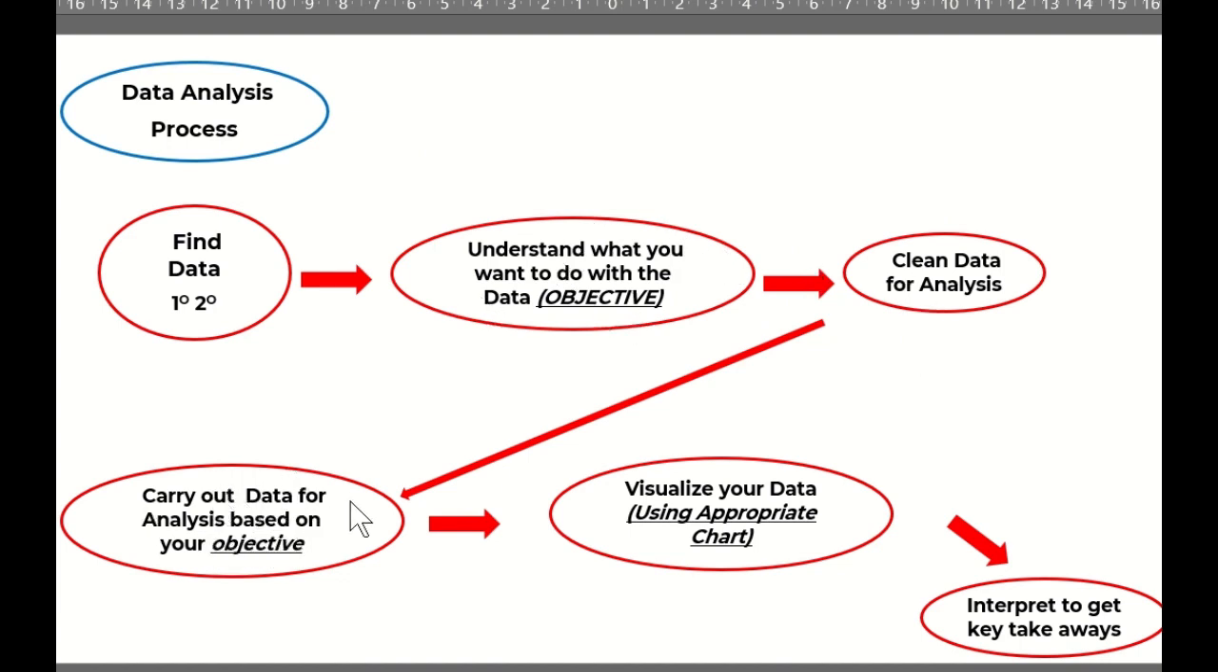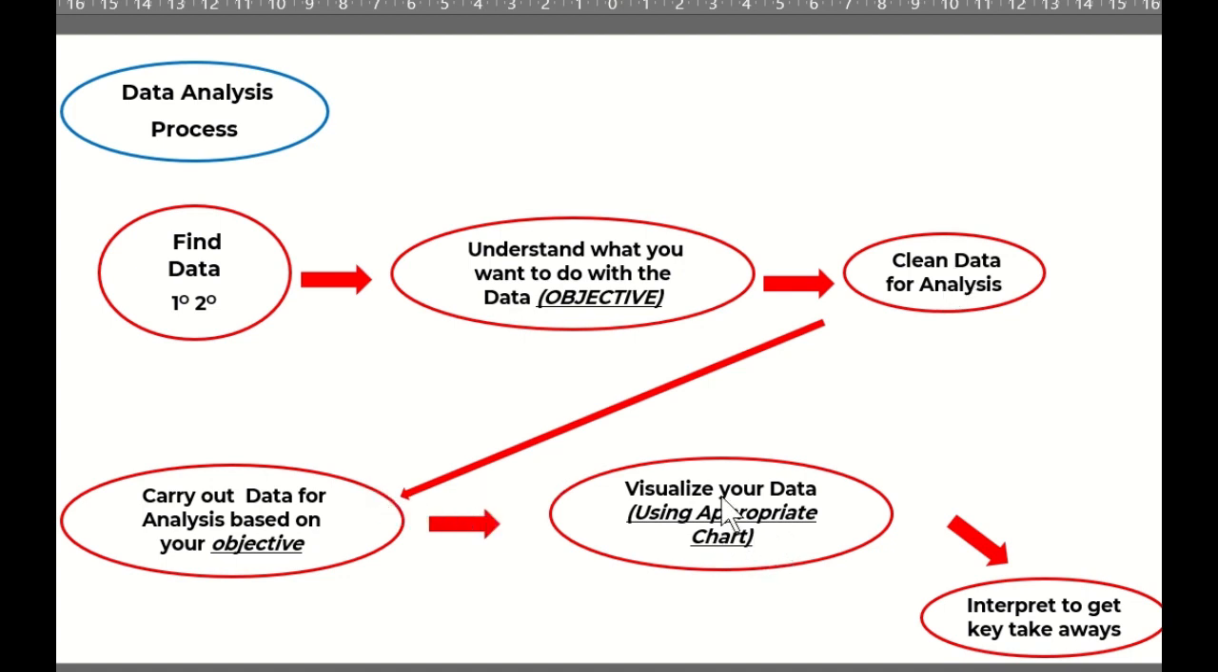Now, the next thing is to carry out the data analysis based on your objective. Okay, this analysis depends on the type of data, whether it's a continuous variable or categorical variable. All this we are going to discuss in our subsequent video. So you have to carry out the analysis based on your objective. What exactly do you want to achieve? Okay, and that's your objective. So the objective is very important, because your objective will help you to prepare your data, the type of data, the way you are going to prepare it for analysis, right?